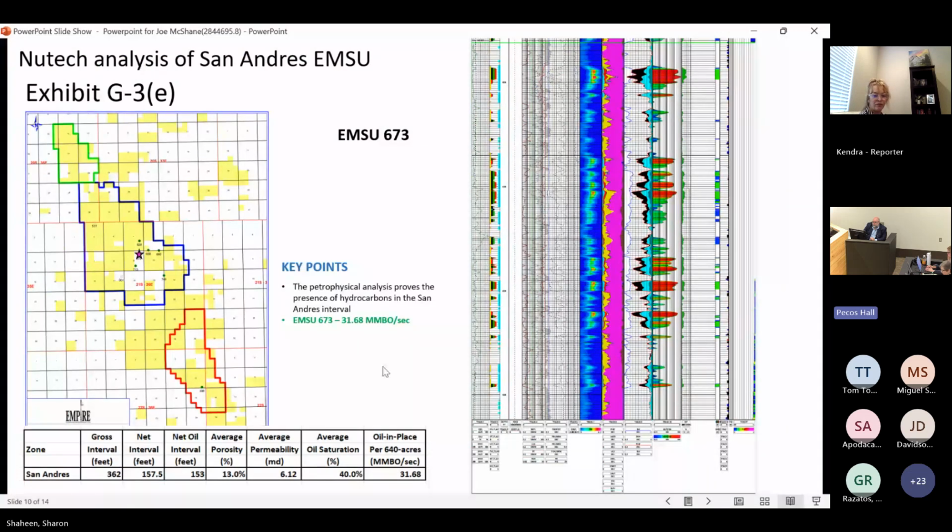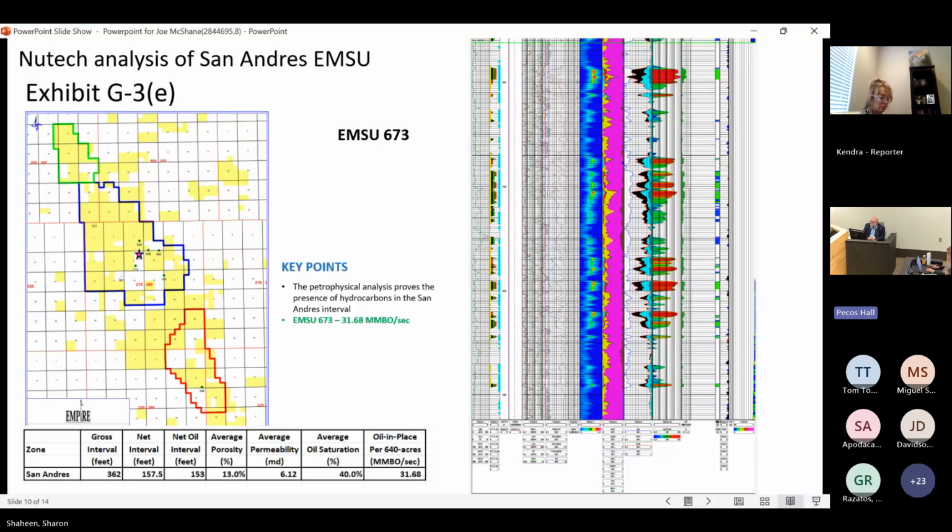And in sum, this shows the presence of hydrocarbons in the San Andres interval. Is that right? Correct. And it's hard to see in these wells, but the top of the San Andres is shown in the exhibit. At the very top of each log, you'll see a green line that goes across, and that is the top of the San Andres.